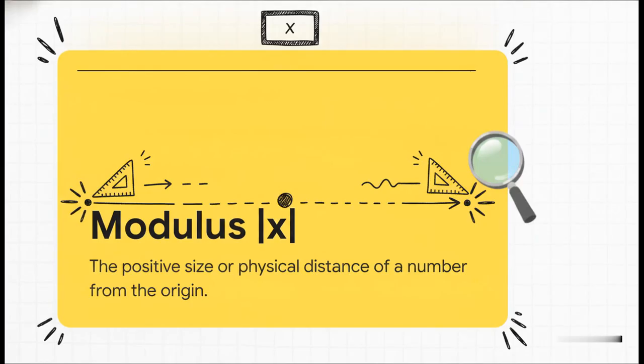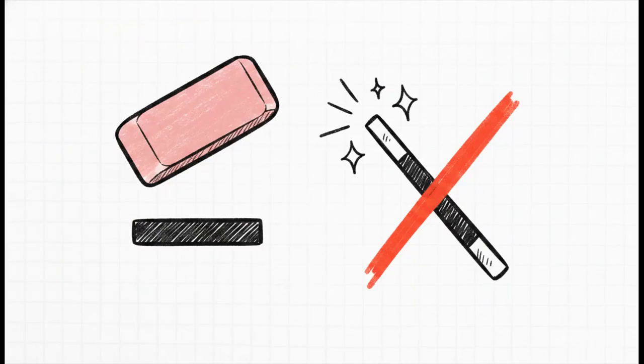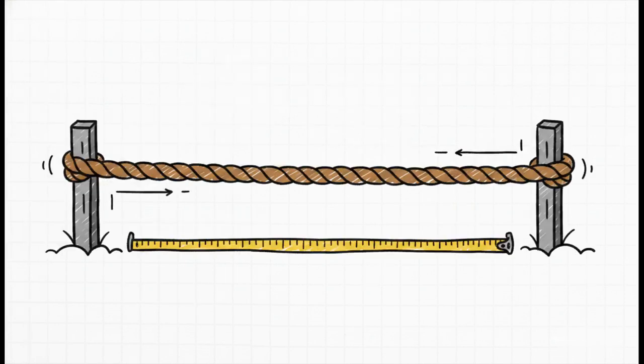Here's the deal. Modulus literally just measures your physical distance from zero. That's it. Okay, time to bust a massive student myth. Modulus doesn't just magically erase negative signs. Truth is, it's a rigid physical tether. You can't have negative physical distance, right?